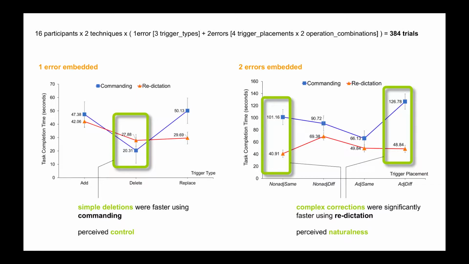What we found was that both commanding and re-dictation had their own strengths. Complex corrections were way faster using re-dictation, and also the participants attributed a sense of naturalness to using the re-dictation technique, whereas 1 to 2 word simple deletions were faster using commanding, and in general, commanding gave the user a sense of being in more control.